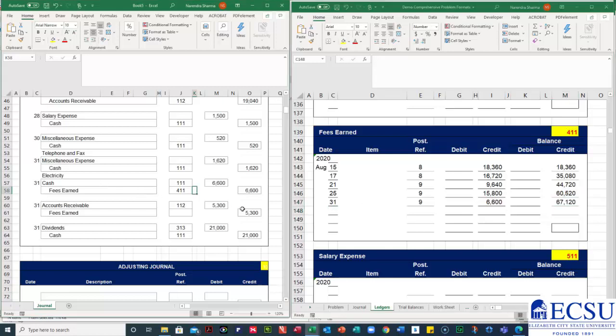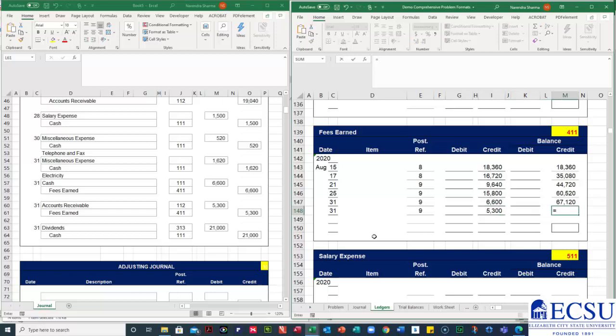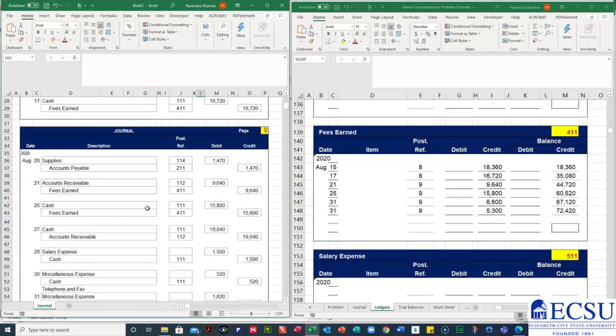Now, do I have another fees? Here it is. Yes, 411. So it's 31, page number 9. And this was how much? 5,300 credit again. So my balance will go up by 5,300 and become 72,420. So I've taken care of all the fees earned, so I'm good with that.